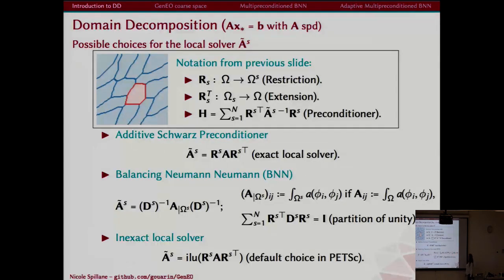So this weighted Neumann matrix, if you plug it into the preconditioner, you get the BNN preconditioner. But you can do anything really. So for example, the default choice in PETSc for the ASM preconditioner is to choose A_S tilde to be the ILU0 factorization of the block that corresponds to omega S. So all of these are domain decomposition methods. They can all be written in this abstract Schwarz framework.